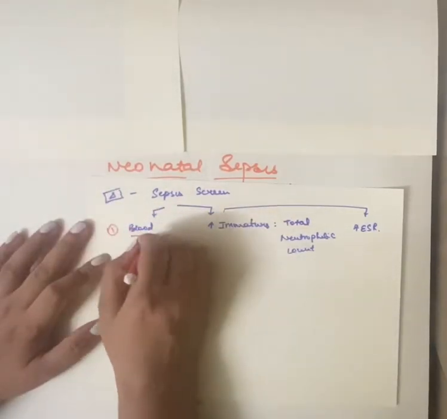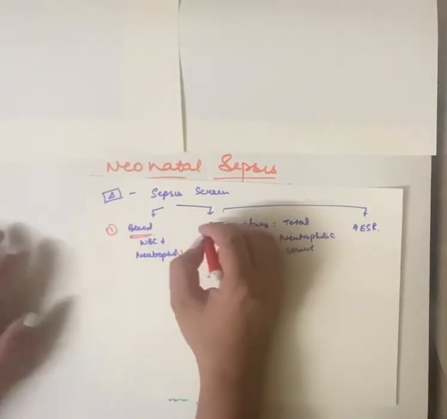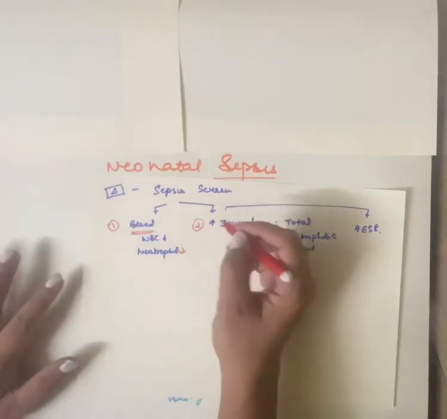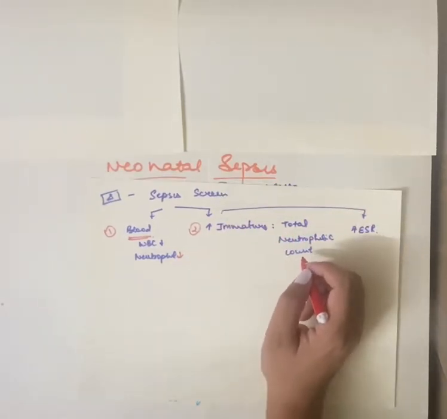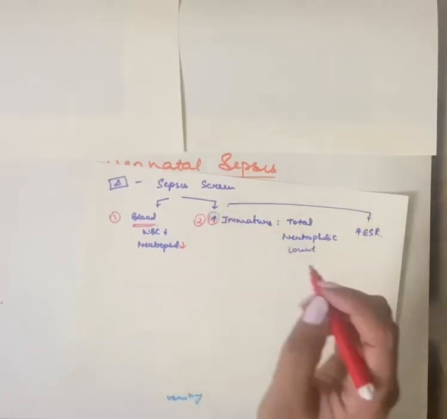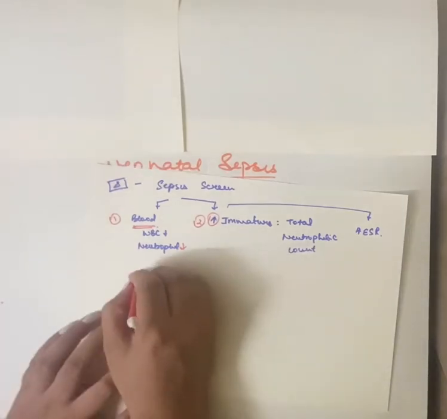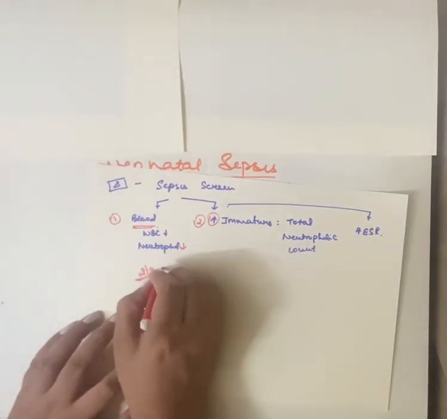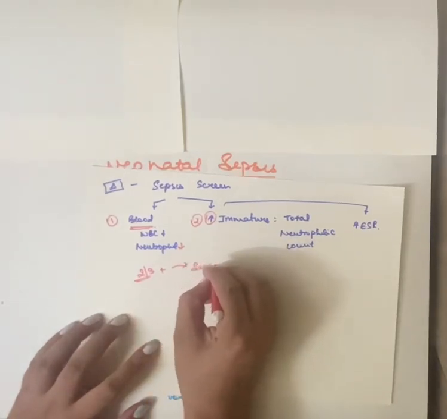The blood investigation: WBC is decreased, neutrophils are decreased. Then the immature to total neutrophil count is increased, and ESR is increased. 2 out of the 3 of these factors should be positive for saying it as sepsis.